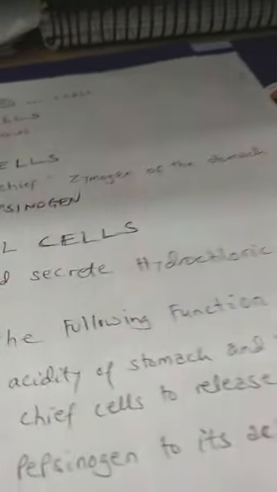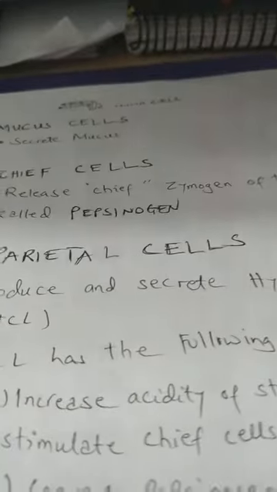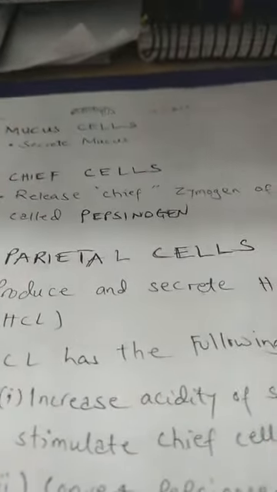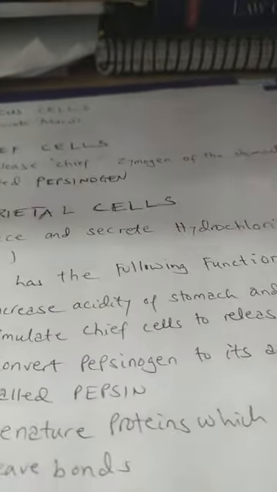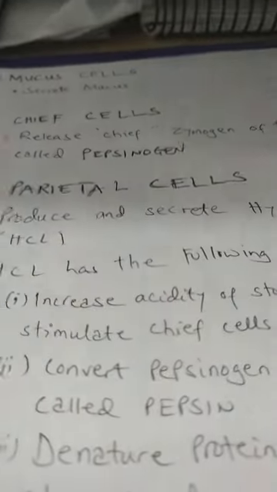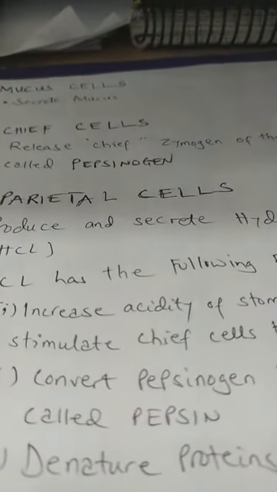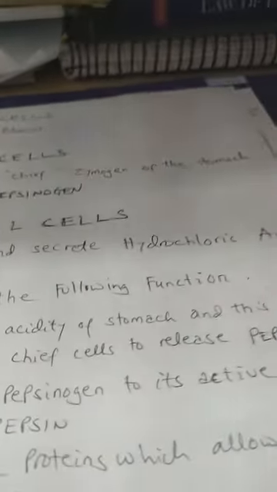So just below our chief cells, we have another type of cells known as parietal cells. And the parietal cells play a very important role in the secretion of our hydrochloric acid. And hydrochloric acid has several important roles as well. So first, as we saw, it increases the acidity of our stomach. And as it increases the acidity of our stomach, it stimulates our chief cells to release our pepsinogen.